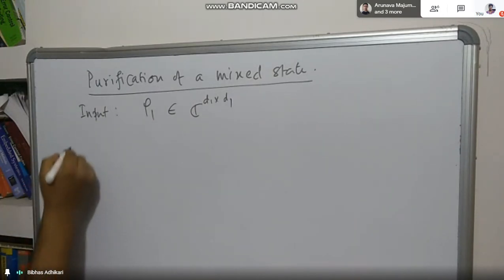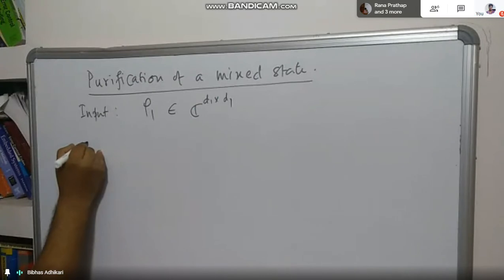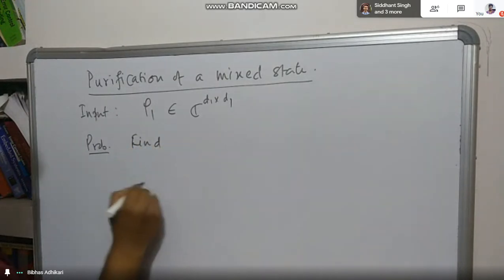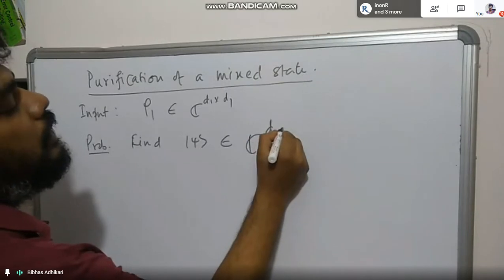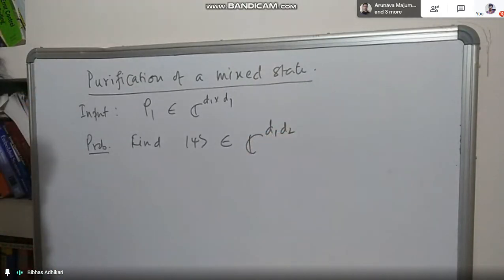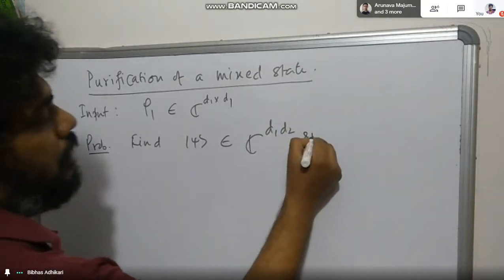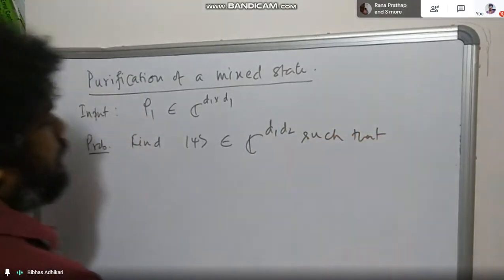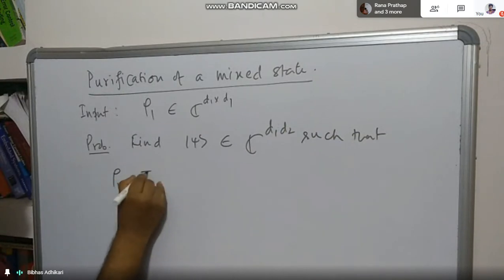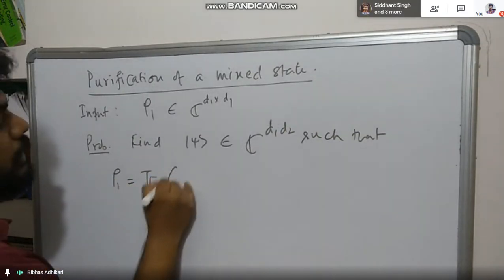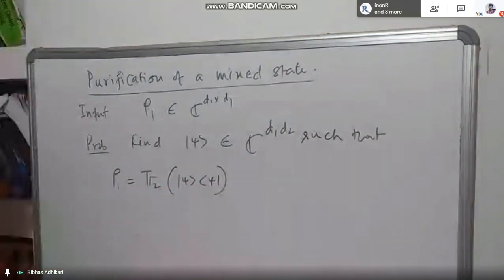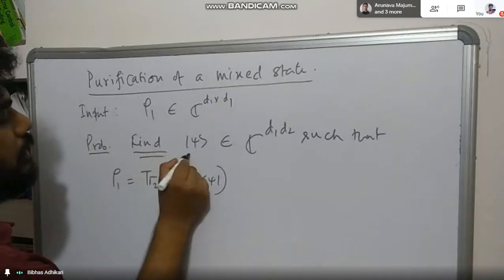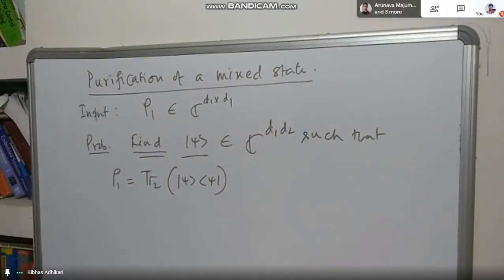Then what is my purification, the output, or what is my question here? The problem is to find some psi which belongs to C to the power d1 times d2, where d2 is the dimension of my second system, such that rho 1 becomes the reduced density matrix for this psi. So I have to find the psi. How to find such a psi, for which it is possible.